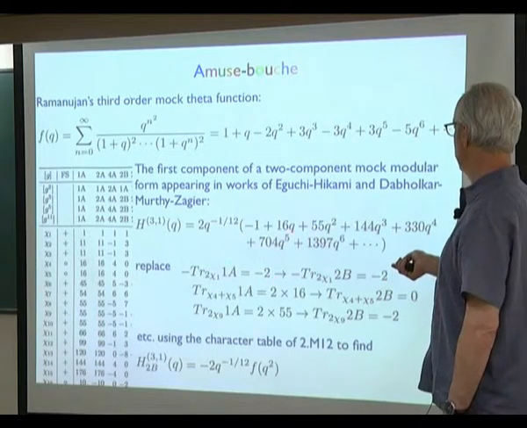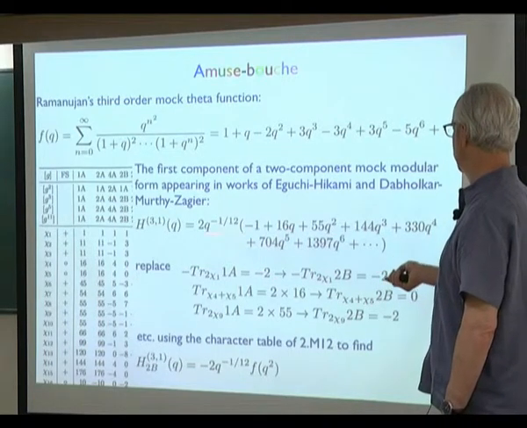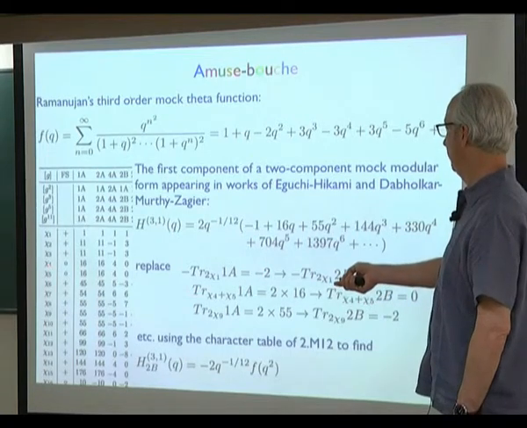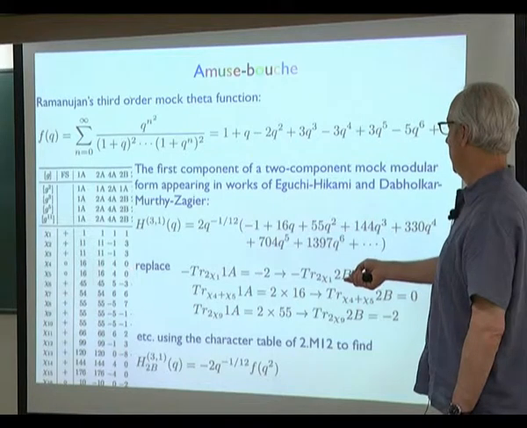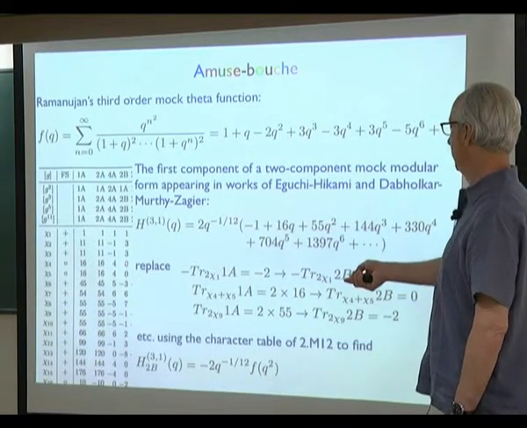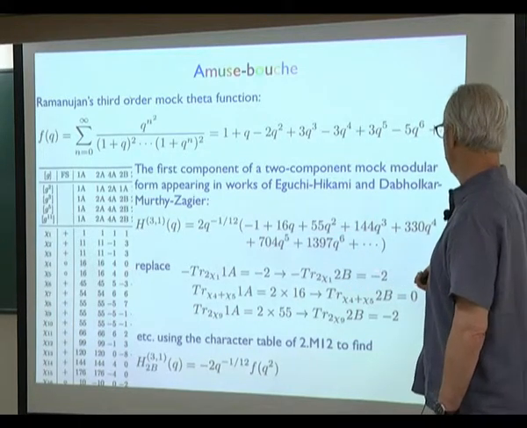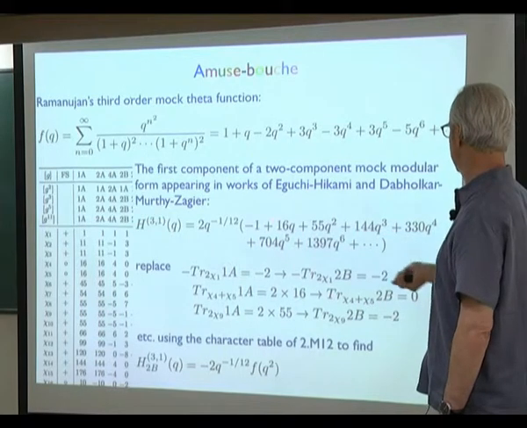Now, in the 16-dimensional representation, you have 2 times 16, and you really should think of that as a sum of 2 16-dimensional representations, chi4 and chi5. And the trace of the 2B elements are 0. So you replace this coefficient 16 by 0.